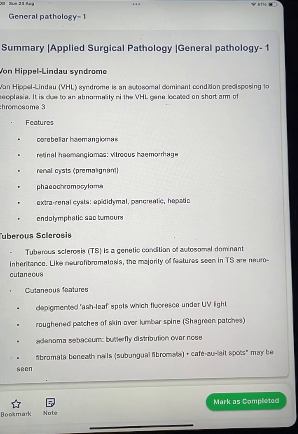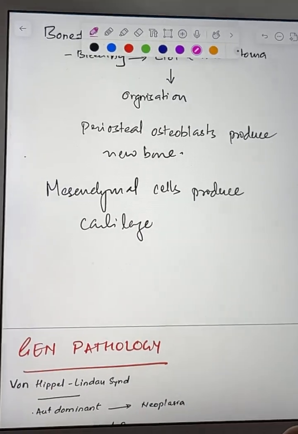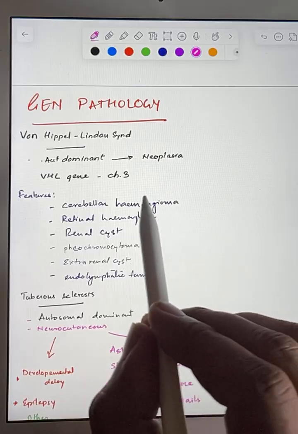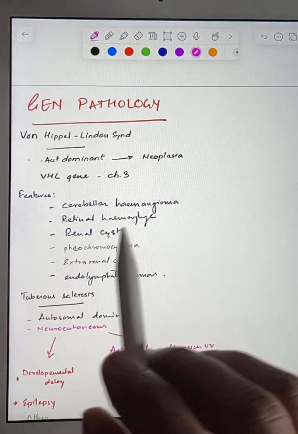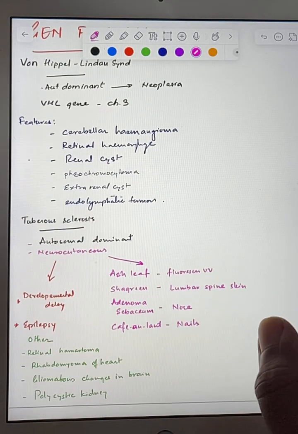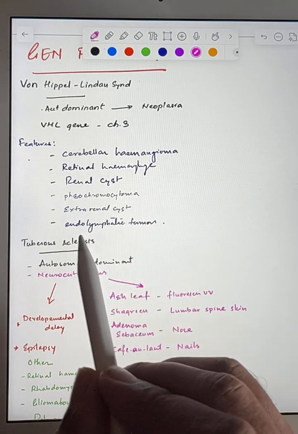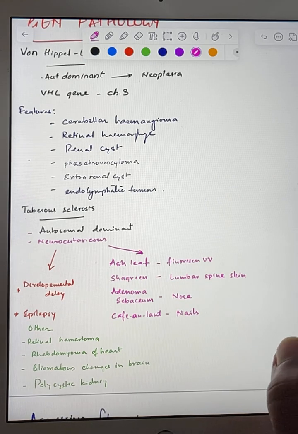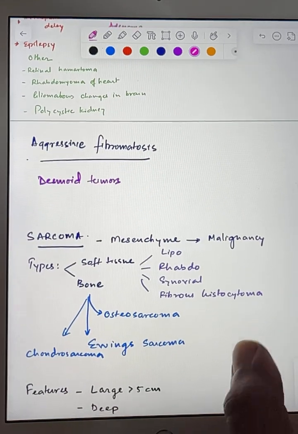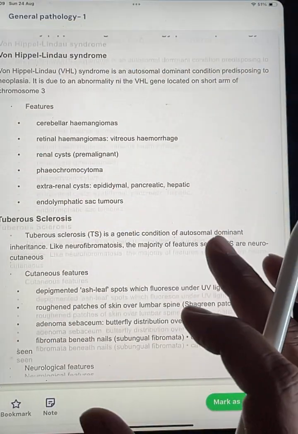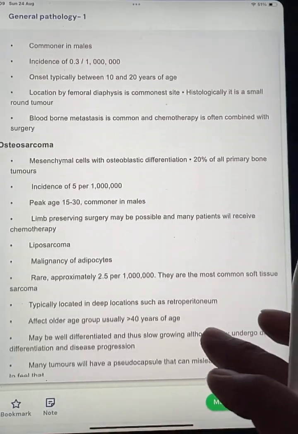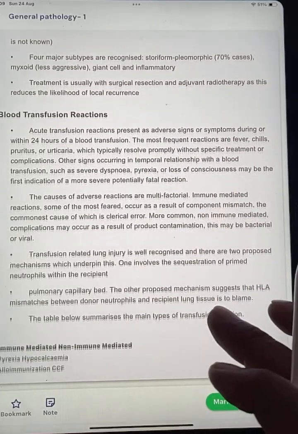Now let's go for general pathology. One is von Hippel-Lindau disease, autosomal dominant neoplasia, VHL gene, chromosome 3. Features are cerebral hemangioma, retinal hemorrhages, renal cyst, pheochromocytoma, extrarenal cyst, endolymphatic tumors. Tuberous sclerosis, desmoid tumors, sarcomas, features, osteosarcoma.